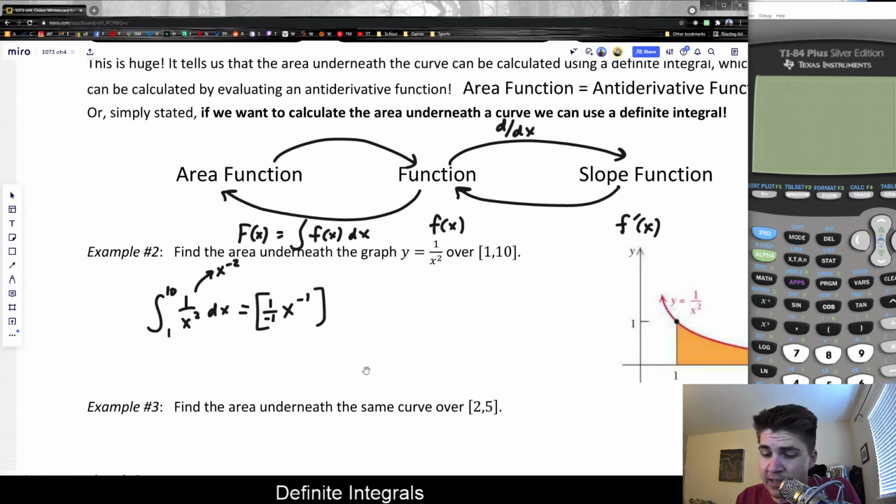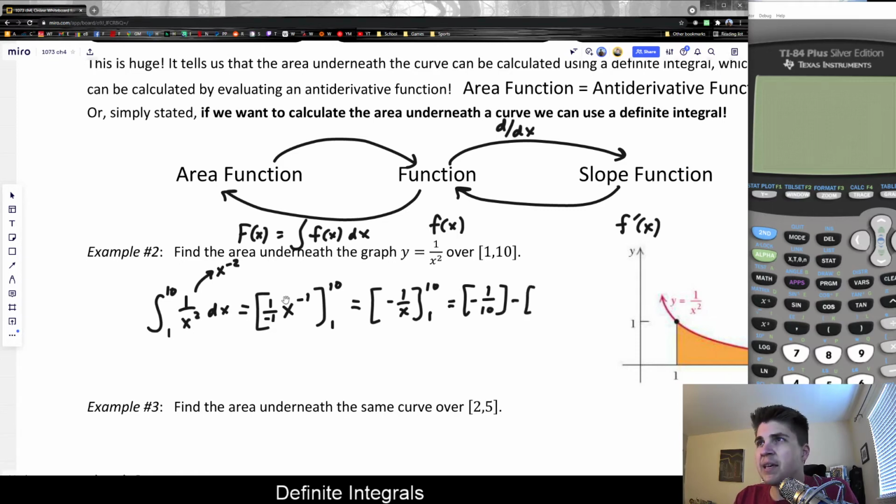And then I can't forget that I also need to plug in my boundary points, 10 and 1, starting on the top. I could even simplify this and just write this as negative 1 over x from 10 to 1. And then I can plug them in. So this would be negative 1/10 minus.